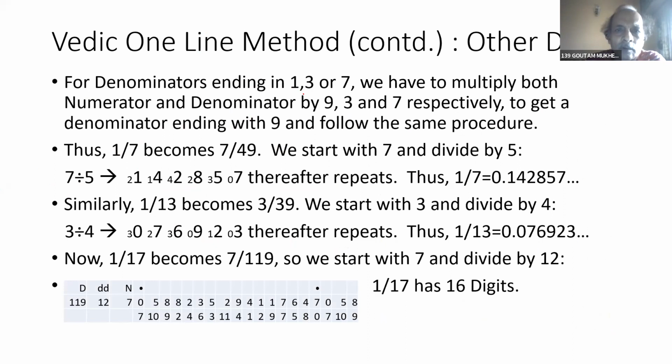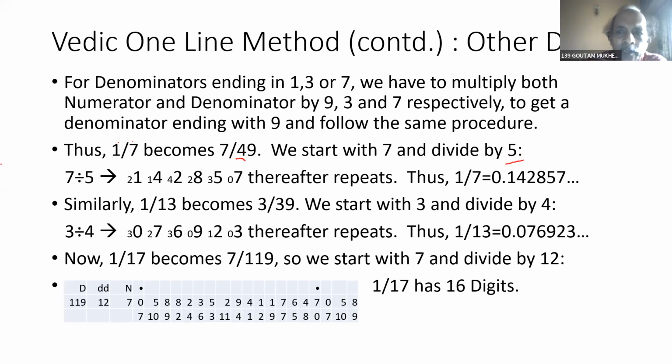I have to multiply. If it ends in 1, you multiply by 9. If it ends in 3, you multiply by 3. If it ends in 7, you multiply by 7. Say 1 by 7 becomes 7 by 49. I multiplied both numerator and denominator by 7. So 7 by 49, and the digit divider for 49 will be 5.